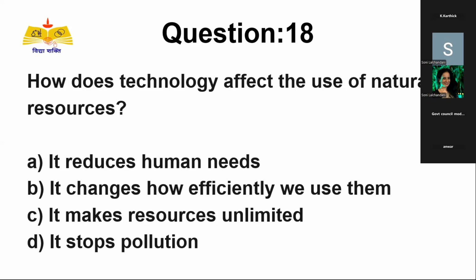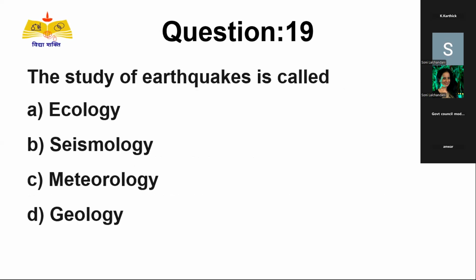Right. I will move on to the question number 19. The study of earthquakes is called ecology, seismology, meteorology, or geology.